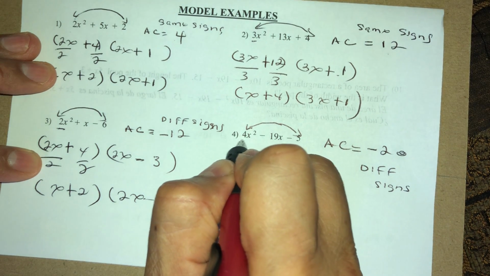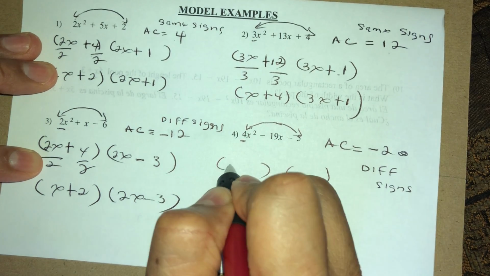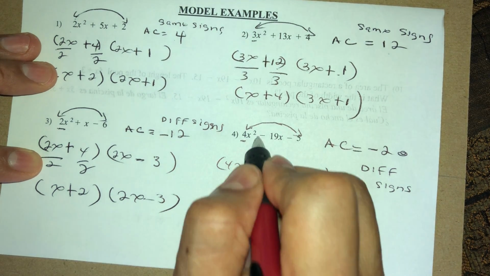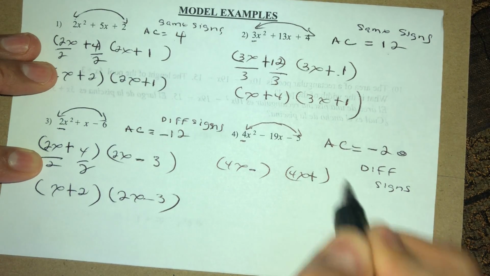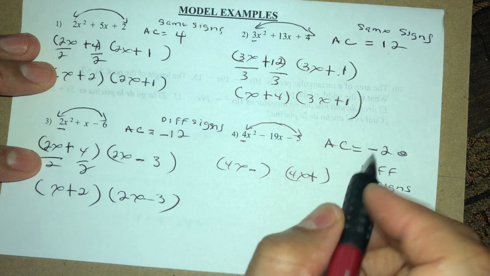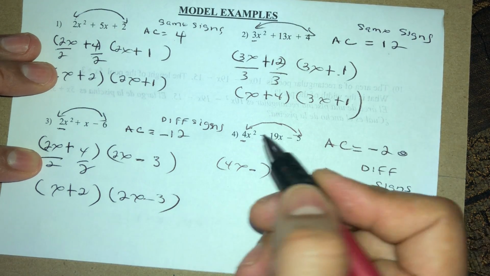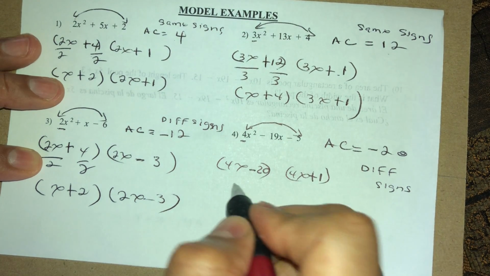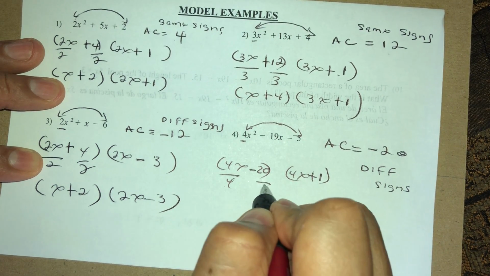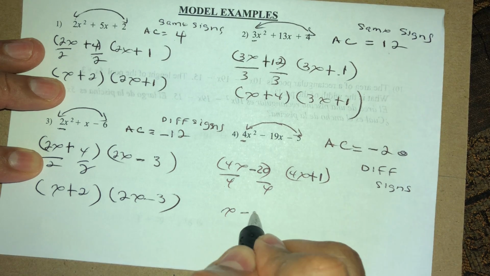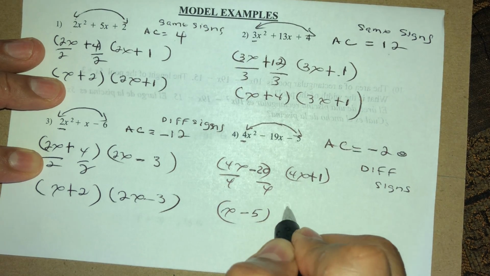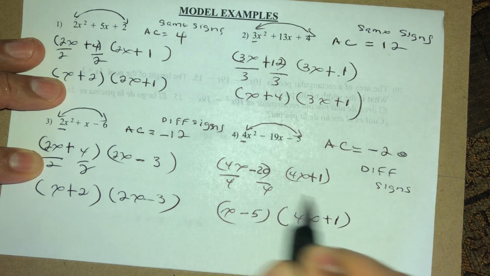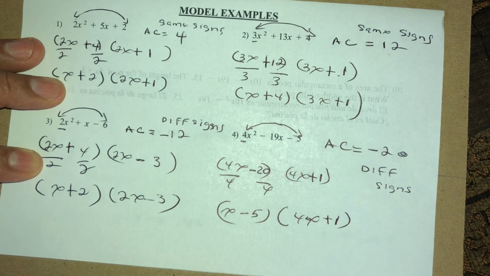We still have to keep the leading coefficient in both bubbles. So 4x here, and different signs. So I'm going to keep my minus here and my plus here. 2 factors of 20, that when I subtract it will give me 19. Obviously going to be 20 times 1. So the GCF here is 4. So if I divide by 4, I will get x minus 5. And I'm going to bring down the other binomial, and that should be my answer.